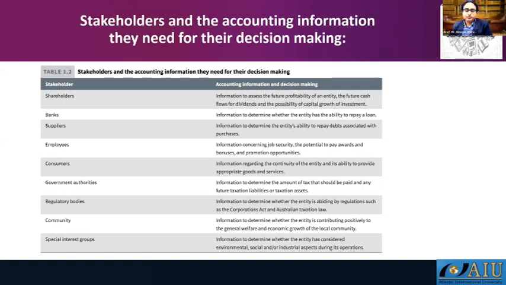This is something on the stakeholders and the accounting information. Who are the stakeholders, and why do they need the accounting information in their decision making? Shareholders, I've explained above. This is a slide that can tell you what sort of interest they have, why would they be interested in reading the accounting information, financial information of a company?